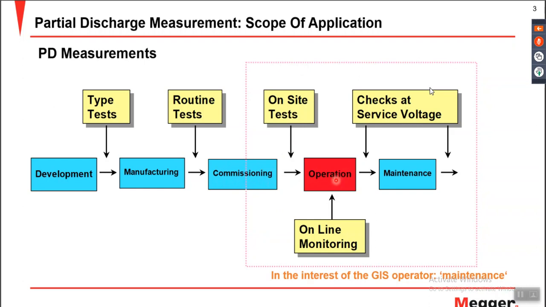And once the GIS is already in operation, it can be done as part of maintenance, depending on the interest of a GIS operator, which can be a normal check at service voltages periodically, or it can be a continuous online monitoring system which is continuously monitoring these partial discharges. So partial discharge is a test which is really important in the case of a gas insulated switchgear.